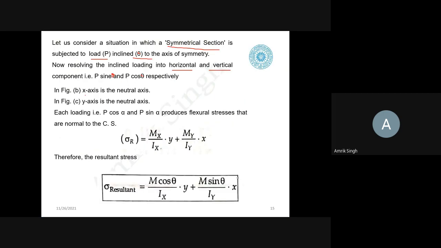So if we find the resultant stress, it will be Mx upon Ix into y and My upon Iy into x. Okay. So for the resultant stress, we can put the value of M cos theta and M sin theta. So we can use this formula for the unsymmetrical bending of the symmetrical section.